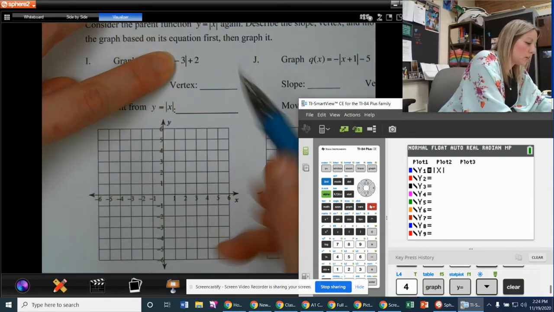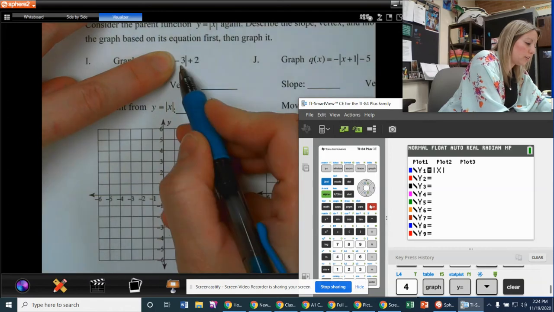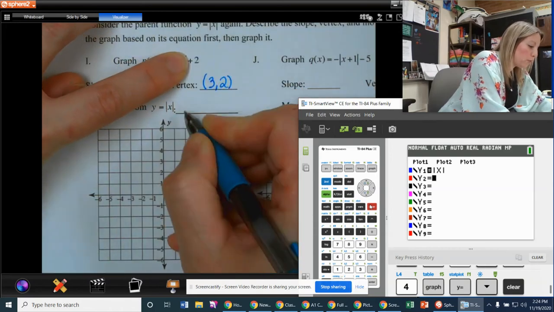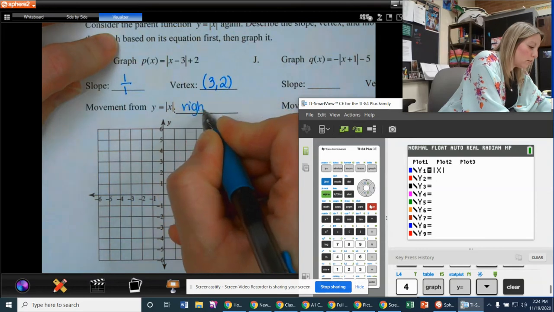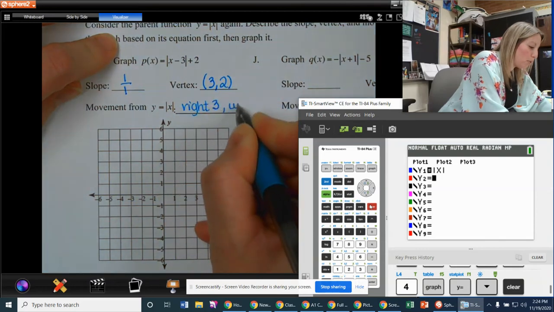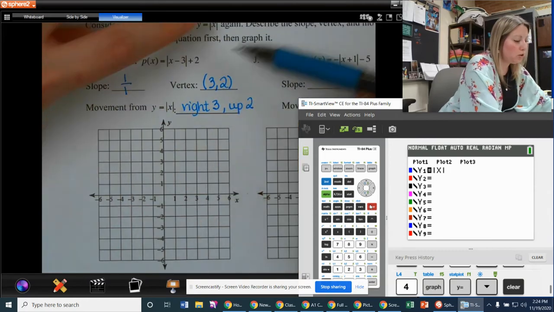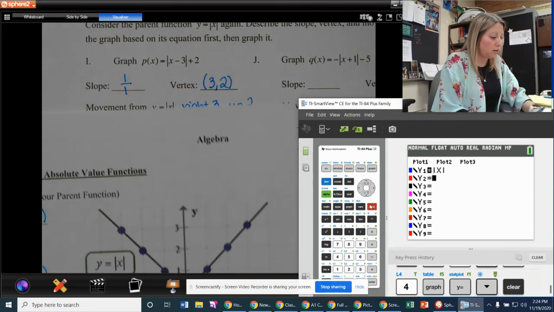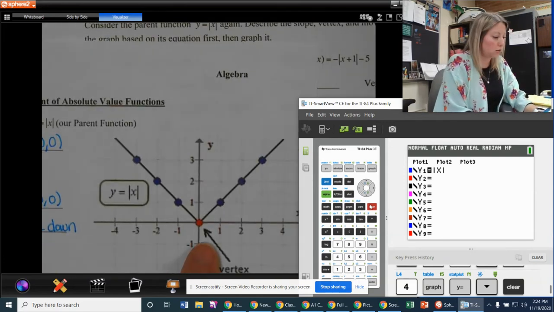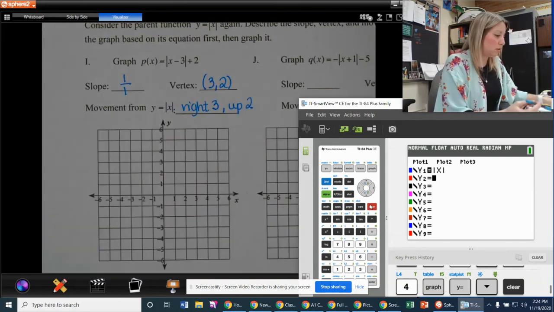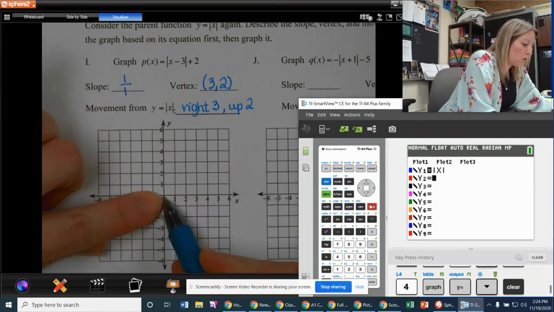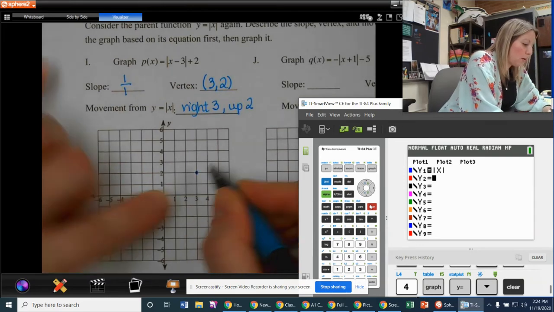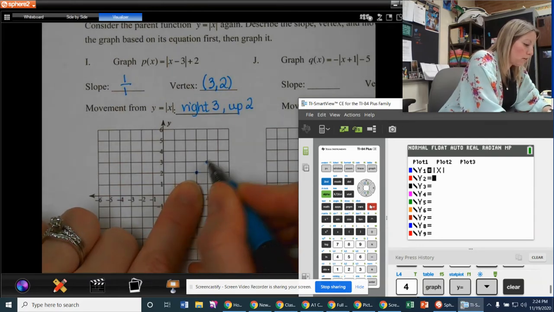The vertex is going to be 3, 2, which means right 3, up 2. So what's the vertex again of y equals x? Just remind yourself, look right here. The vertex of y equals x is 0, 0. So from 0, 0, go right 3, up 2, and now a slope of 1 over 1 to the right.